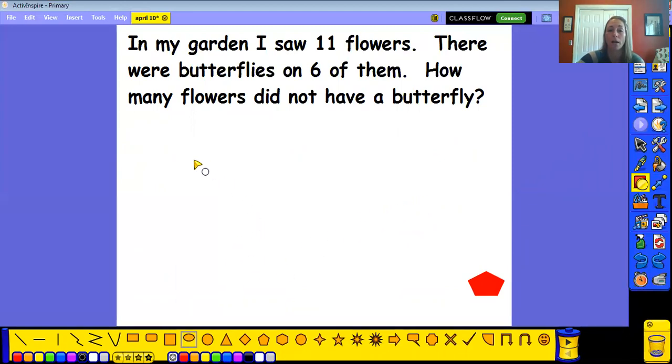You could draw a picture like I did with the boys and girls and color in those flowers with flowers that had butterflies, flowers that did not. You could also draw a little something to show where the butterflies were and where they were not. Why don't you give this one a try? 11 flowers, butterflies on 6 of them. How many flowers did not have a butterfly? Okay, go ahead, give it a try.